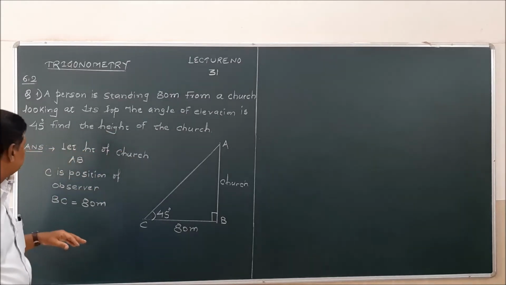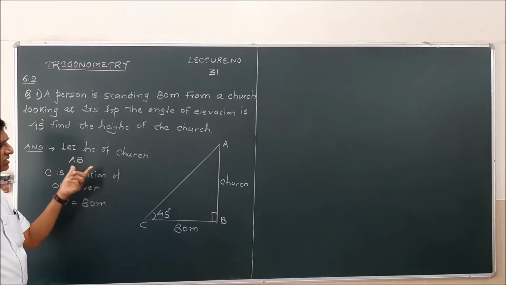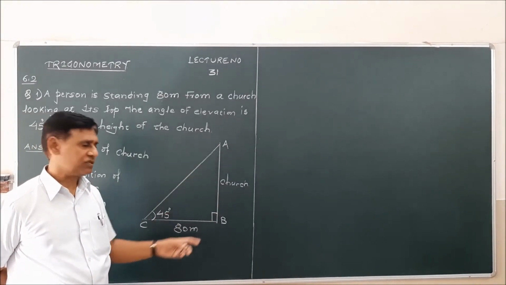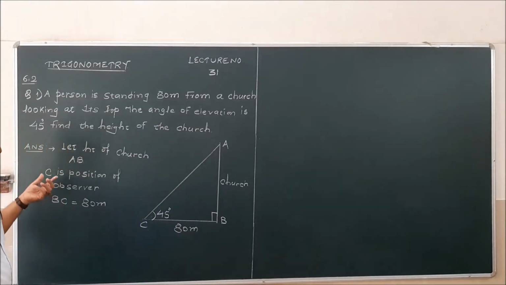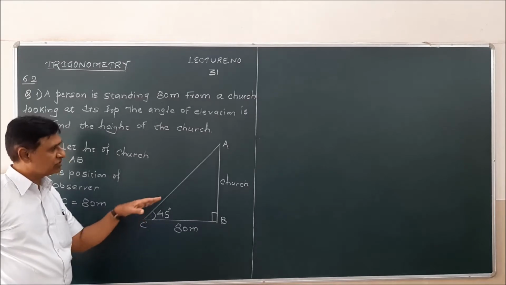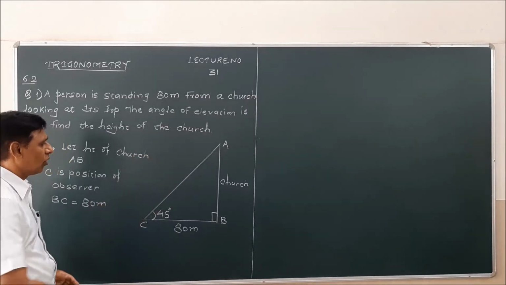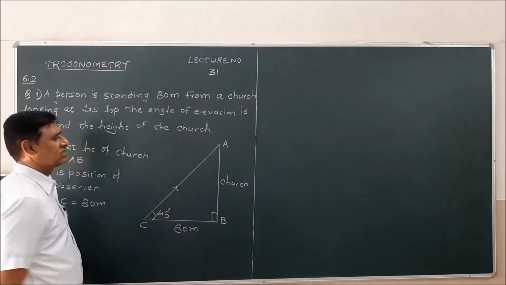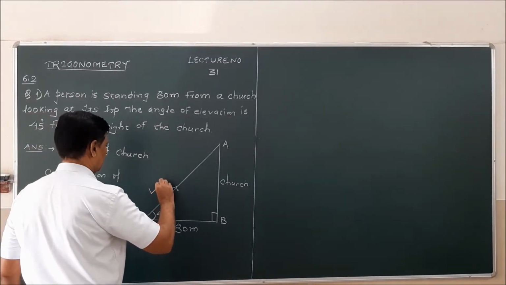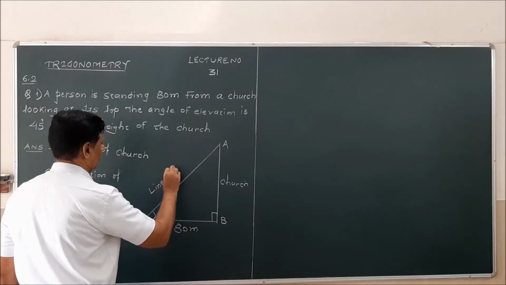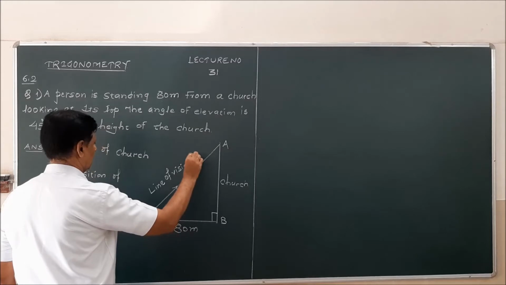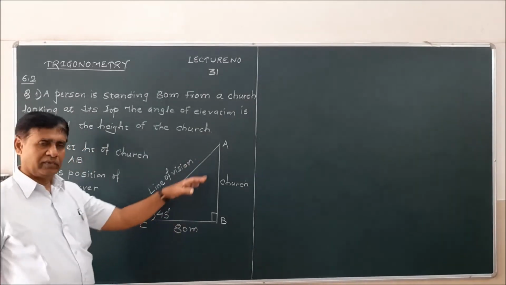Now you will find, let the height of the church be AB. So AB is the height of the church. C is the position of the observer. So the observer is standing at position C and looking at the top. So you will find that the line of vision is this one. The question is to find out AB.